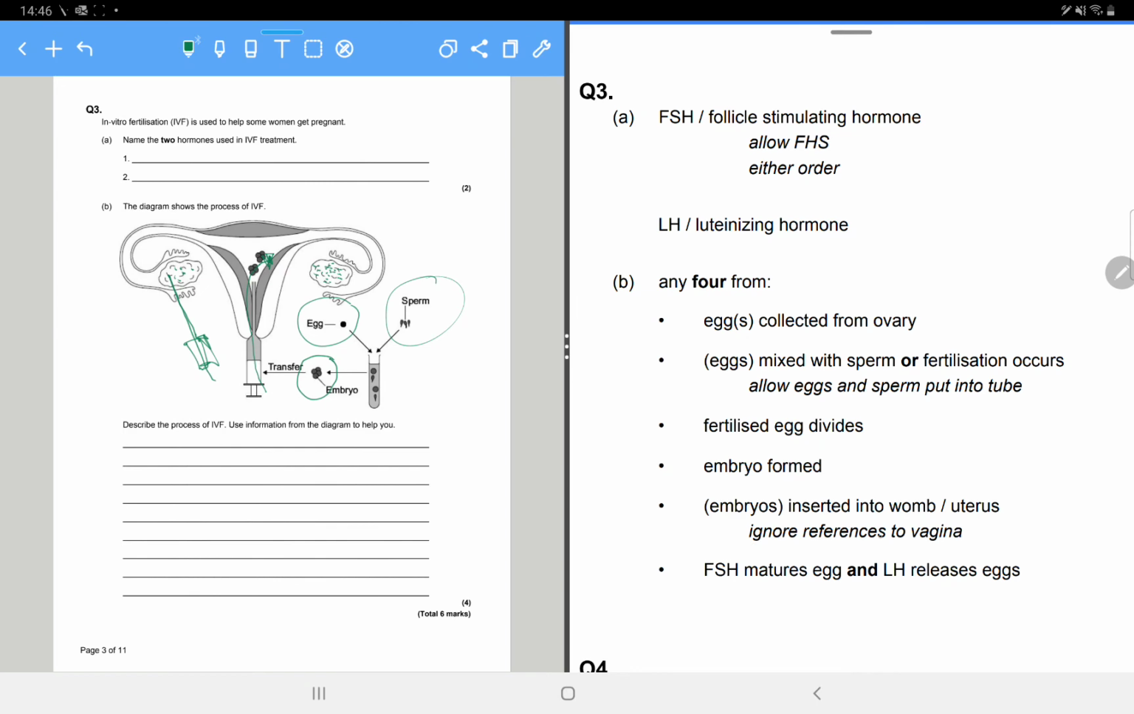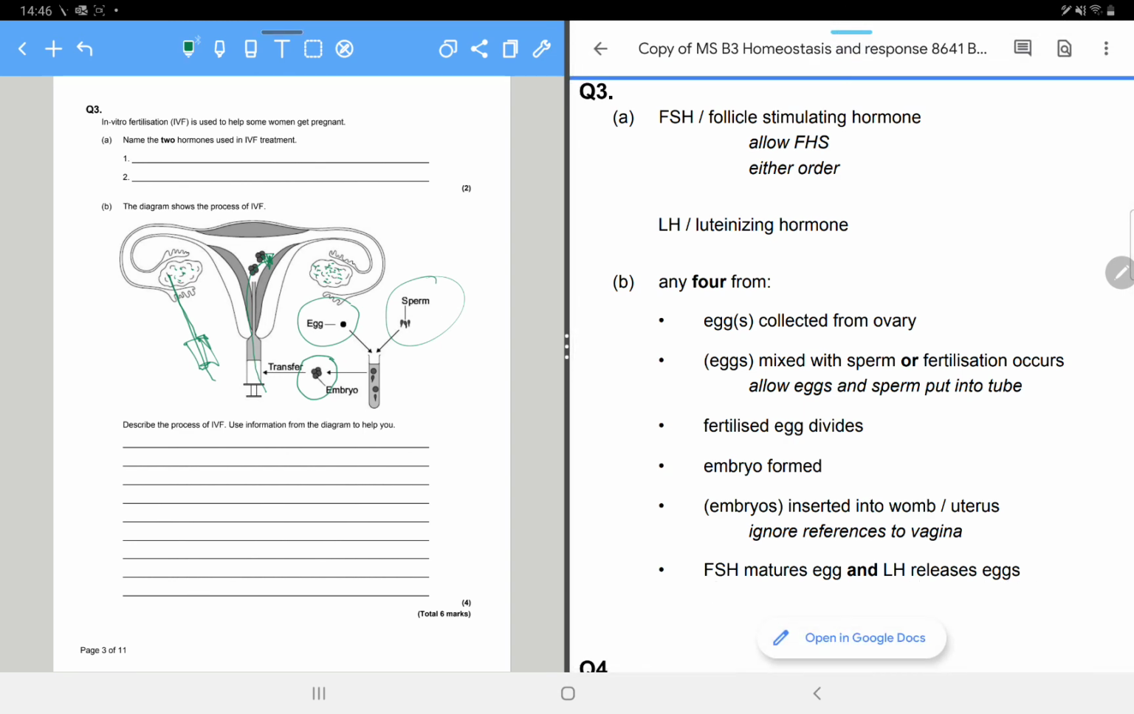Okay. Notice it says ignore references to vagina. That's a good indication, a good steer from the board that the vagina is only relevant here insofar as it's a passage towards the uterus. Okay, so don't put they're inserted into the vagina. They are implanted in the uterine wall. And this FSH matures egg and LH releases egg should not be at the bottom, okay? In fact, that's what I was talking about earlier. The FSH matures the eggs is the first thing that happens, not the last. Okay, so there are 4 marks, but we should know the overall process and be able to describe it without the diagram.